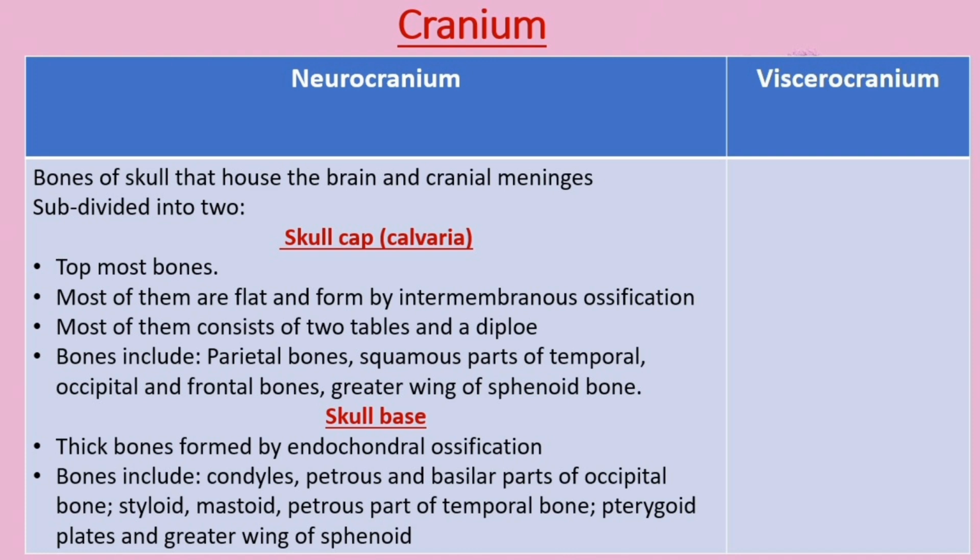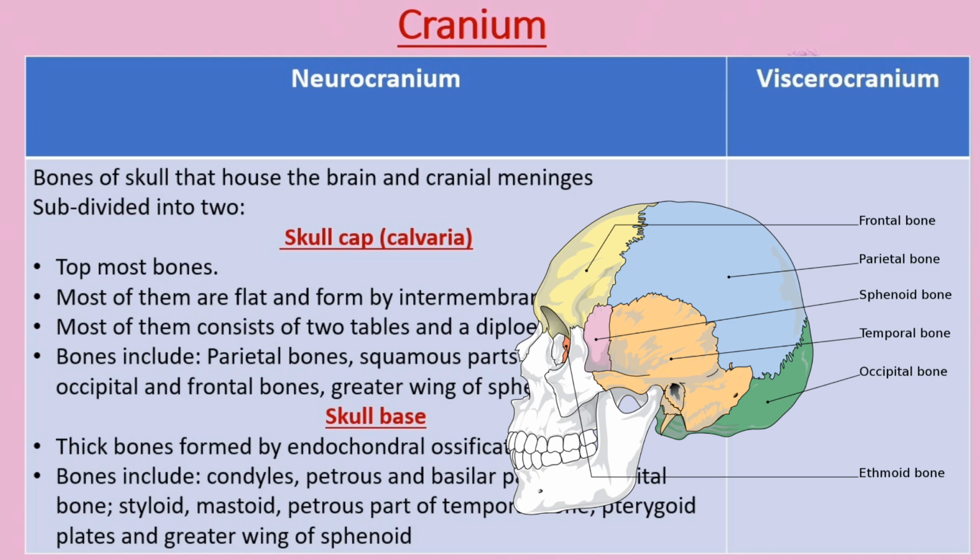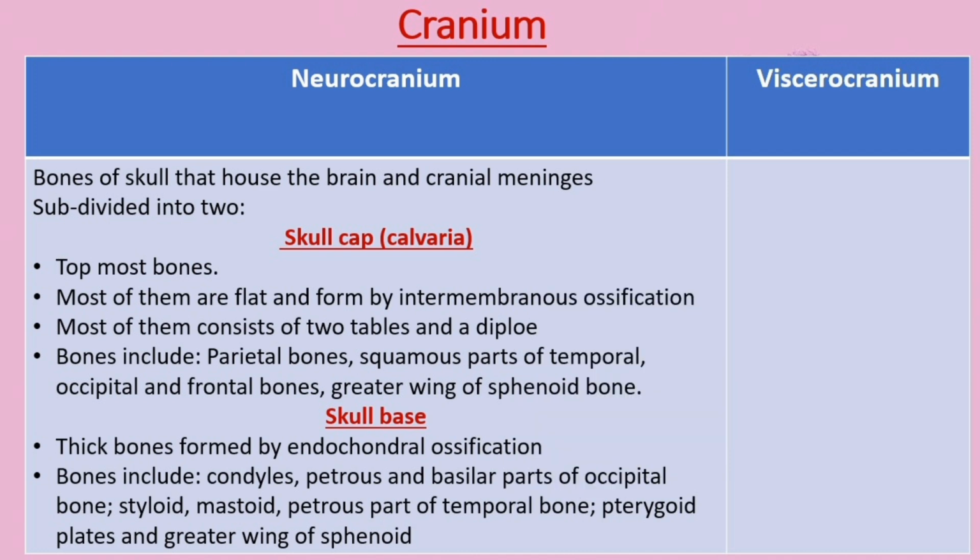Most of these bones are formed by intramembranous ossification. That is to mean that the bones are formed from ossification of a membrane. Most of these bones consist of two tables and a diploë. Examples of calvarial bones include parietal bones, squamous part of the temporal, occipital and frontal bones, and the greater wing of the sphenoid as well.